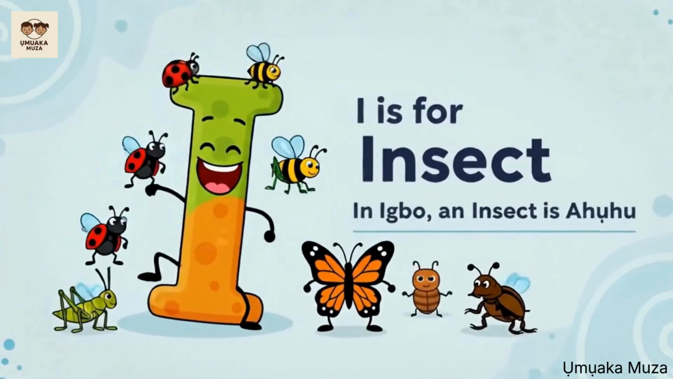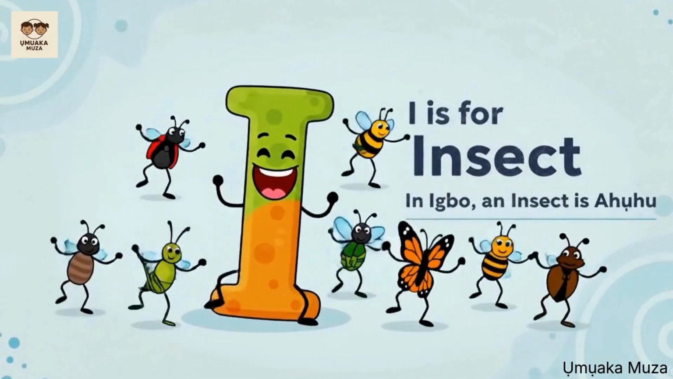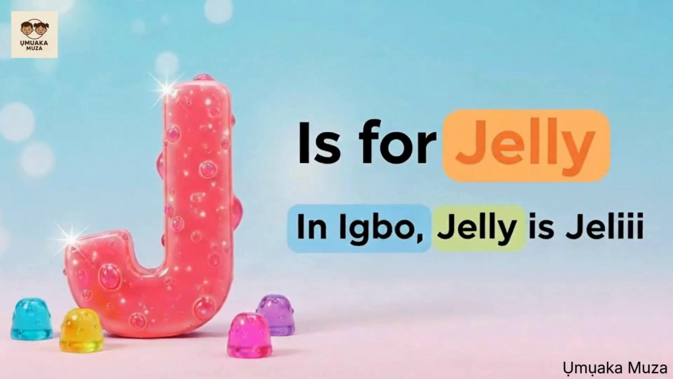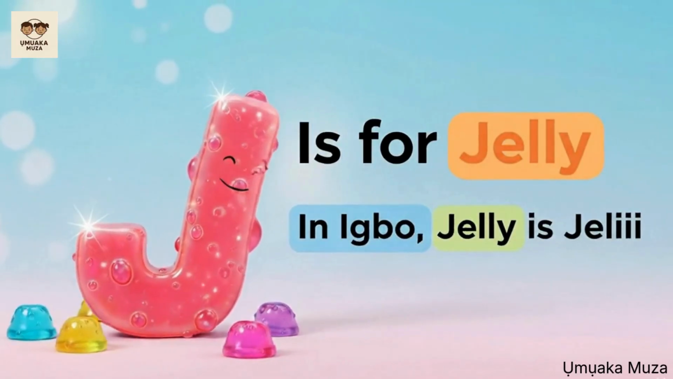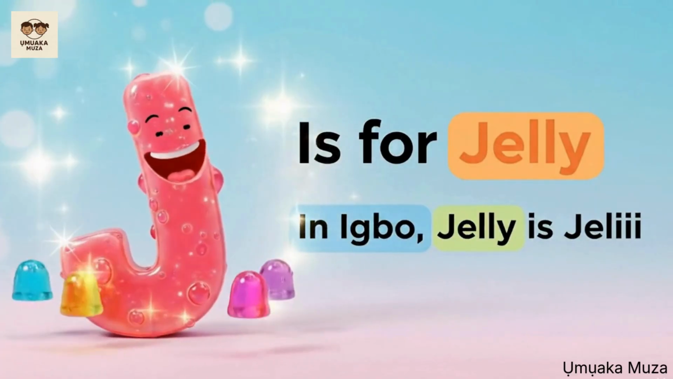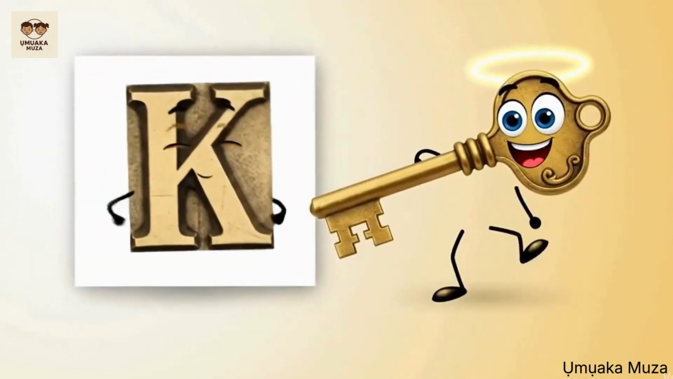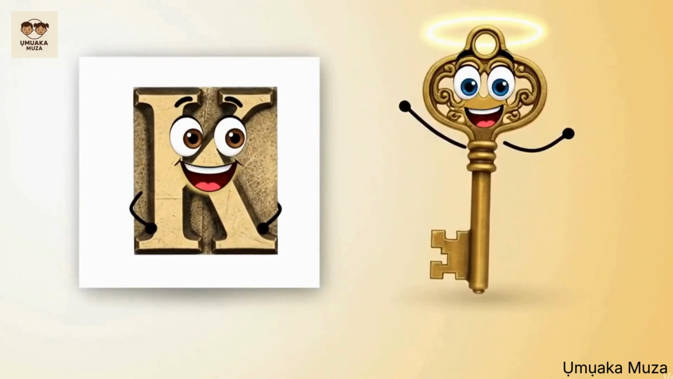I is for insect. In Igbo, insect is Ahuhu. J is for jelly. In Igbo, jelly is jelly. K is for key. Guess what? In Igbo, key is Igodo.